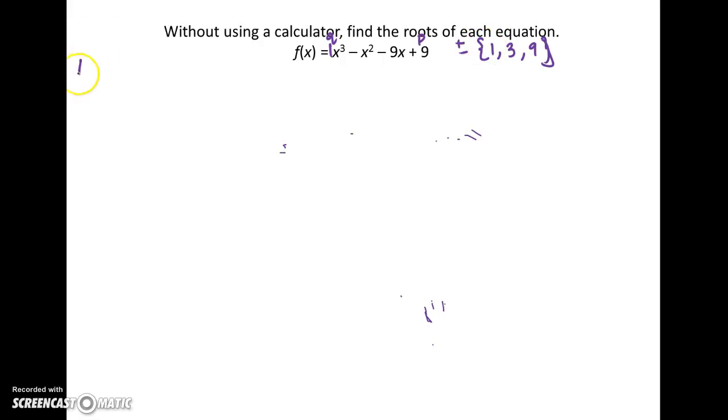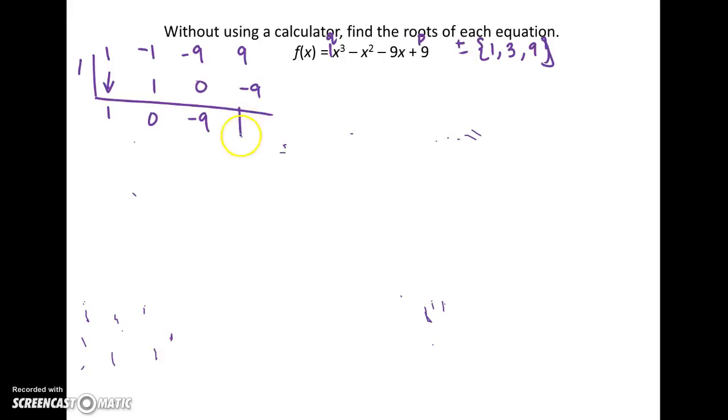So I'm going to start with 1 because it's easier. My coefficients are 1, negative 9, and 9, and I'm hoping to get a 0 here. So I'm going to use synthetic division and put a 1. I have a 0, then 0, negative 9, and then I have a 0, which is great. That means 1 works. Now, at this point, I don't really need to do anything else.